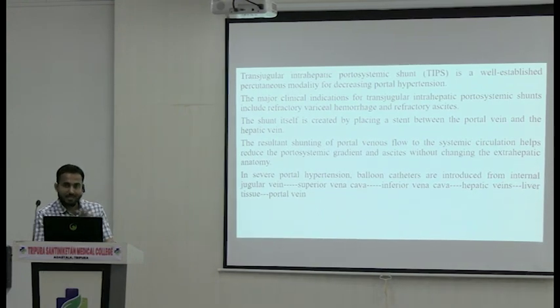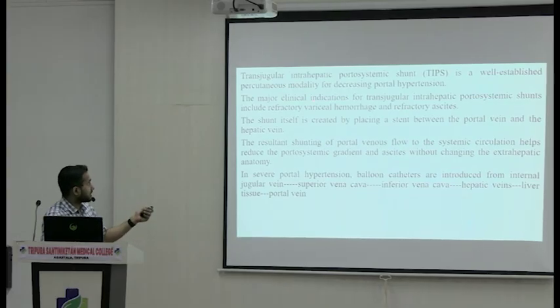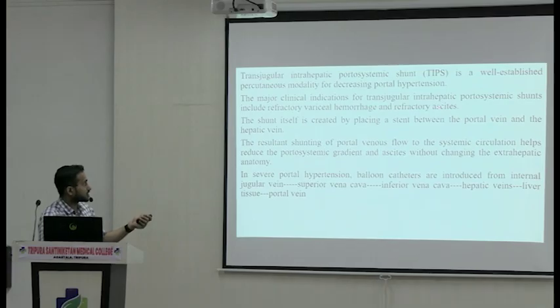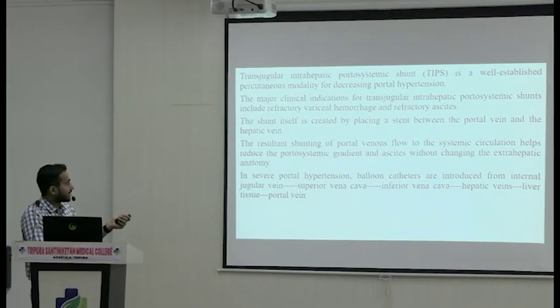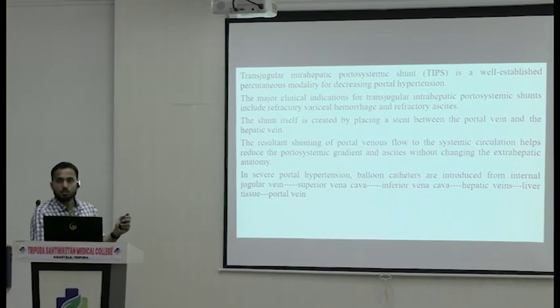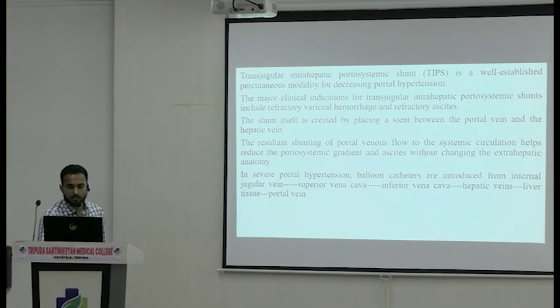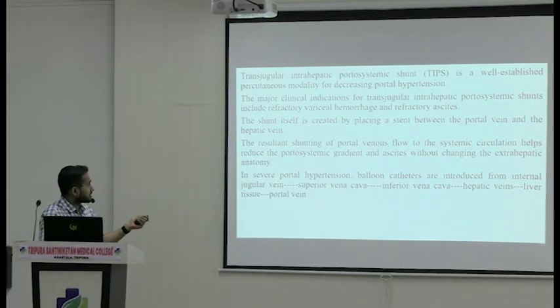Now what is done in this procedure? Mainly the clinical indications for the transjugular intrahepatic portosystemic shunt include refractory variceal hemorrhage, a type of hemorrhage, and refractory ascites. When these two conditions are there, this particular shunt is done to reduce the portal hypertension. This procedure is performed by placing a stent between the portal vein and the hepatic vein.